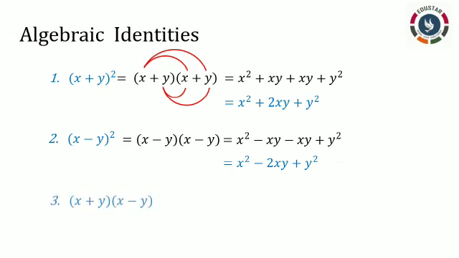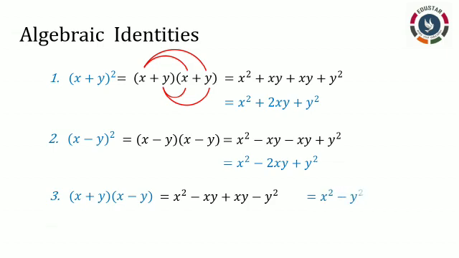Our third identity is x plus y into x minus y. So, what should we do here? The same multiplication. So, on multiplying, we will get x square minus xy plus xy minus y square. See here, minus xy plus xy will get cancelled. So, we will get x square minus y square. So, our third identity is what? X plus y into x minus y is equal to x square minus y square.